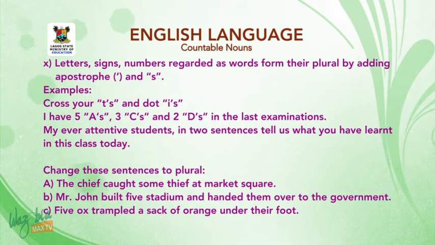Ten. Letters, signs, numbers regarded as words form their plural by adding apostrophe and S. Examples, cross your T's and dot your I's. I have 5 A's, 3 C's, and 2 D's in the last examinations.